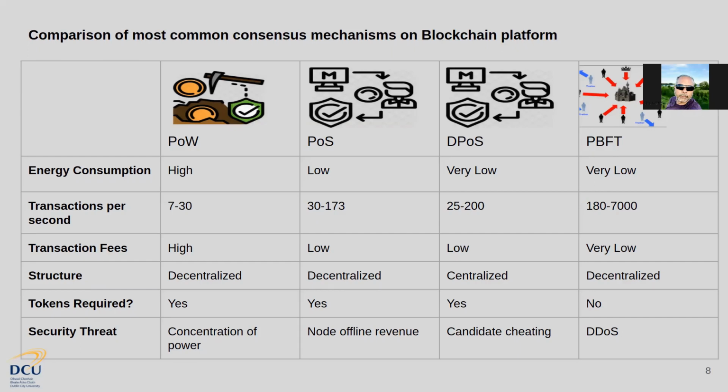As we see, proof of work and proof of stake prove to be the most decentralized of the blockchains, and the security threat in proof of work is not that much because there is high concentration of power. With respect to delegated proof of stake, there is a possibility of candidate cheating, and in PBFT, there is definitely a chance of denial of service attacks.